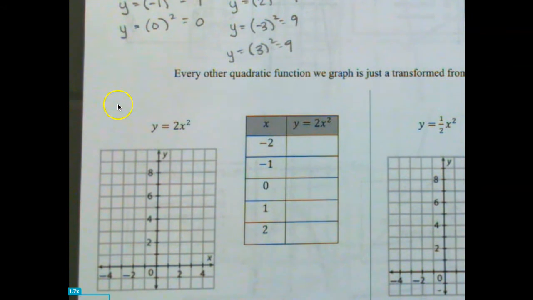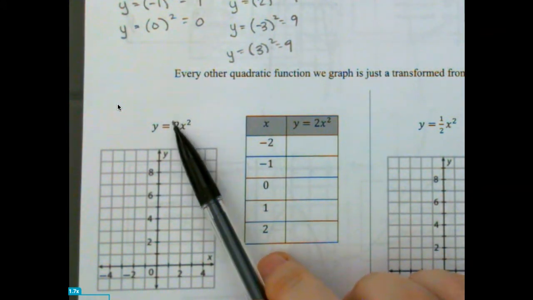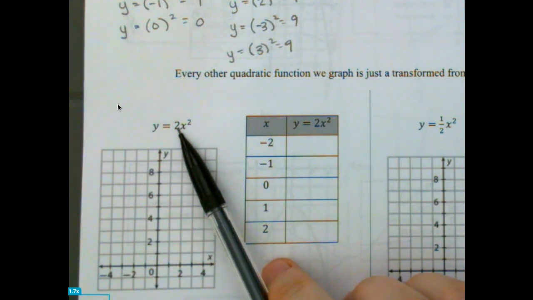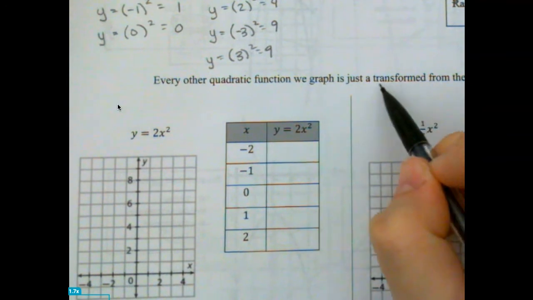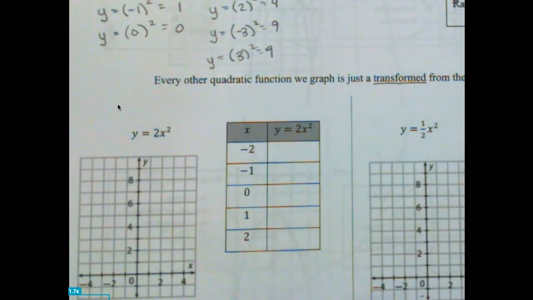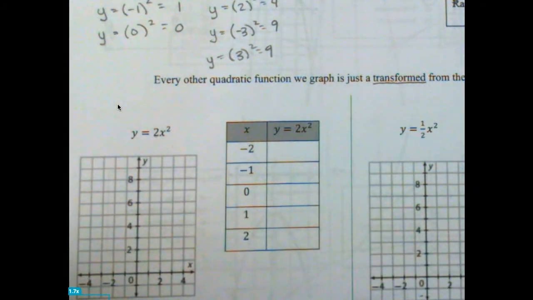So here I've got a new quadratic function. Now I've added this number in front, a 2. I've put a coefficient. All this does is transform from the parent. So it's going to look like the parent function. It's still going to be a curve, but this 2 is going to affect how tall or skinny it is, or whether it goes up or down. It's going to change how it looks.